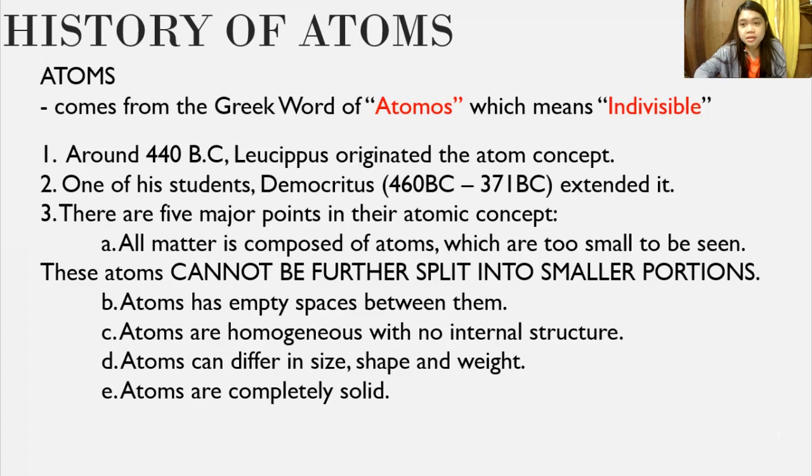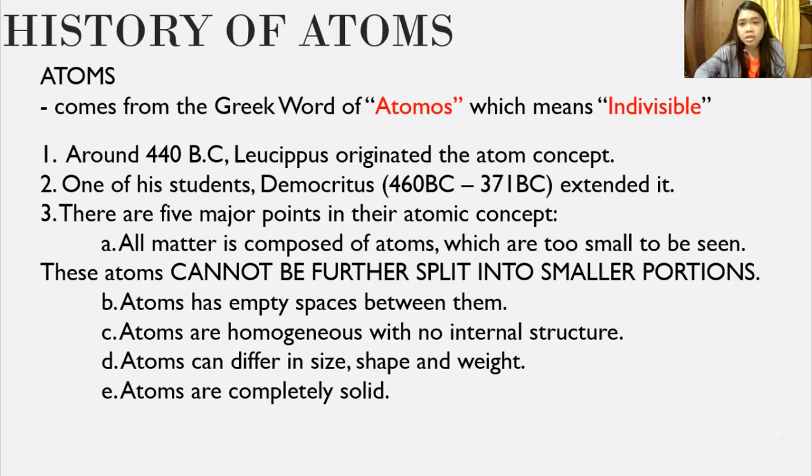Then one of his students, named Democritus, extended his theory. According to Democritus, if you cut a lump of matter into very small pieces, you would eventually cut it down into a particle that cannot be subdivided anymore. It would be so small that usually you cannot see it anymore. And he also called these particles atoms.